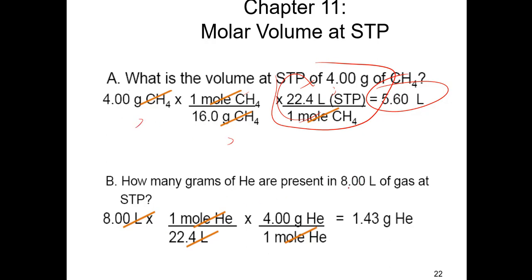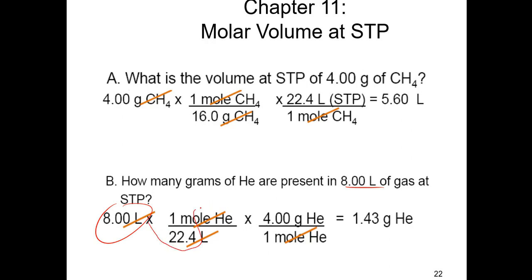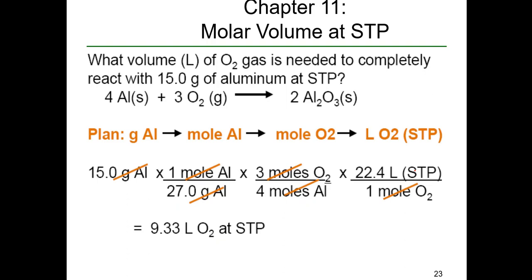Let's do the next one. How many grams of helium are present in 8.00 liters? So in this case, we start off with liters of gas at STP. So now we have to use the molar volume to convert from liters to moles. Once we're in moles, we can go to grams using the molar mass. If we wanted to, we could also go to molecules, or just keep it at moles. So there's the grams for that one.